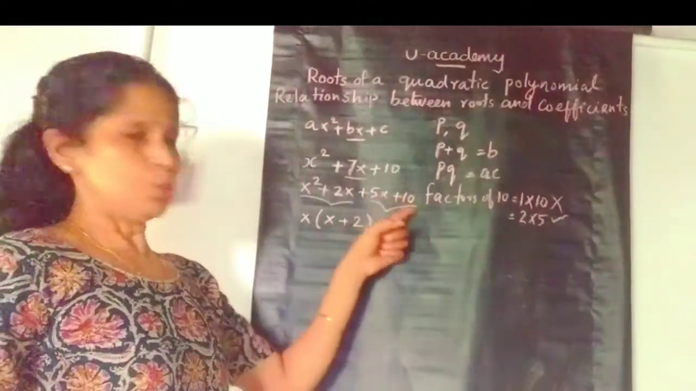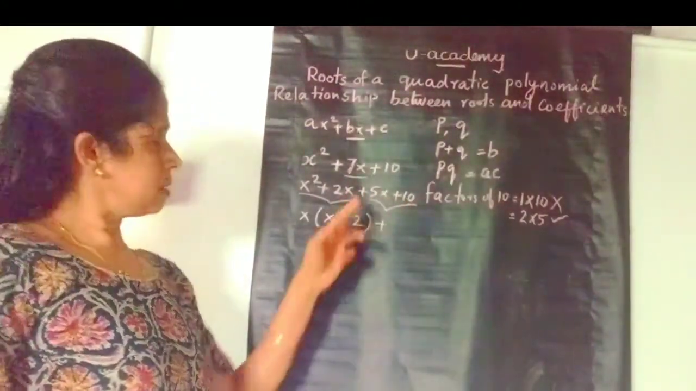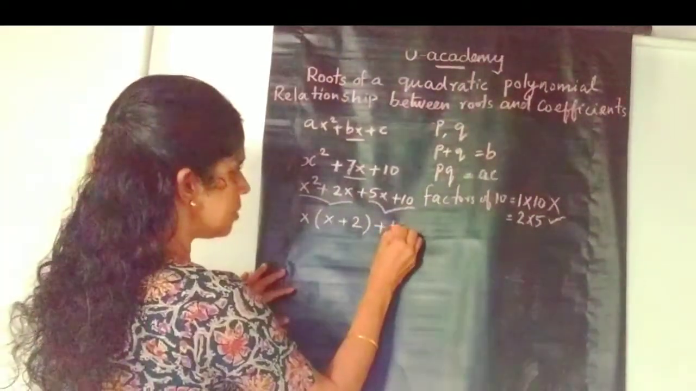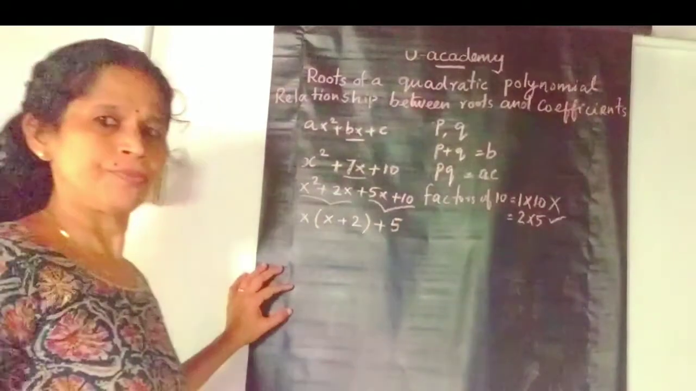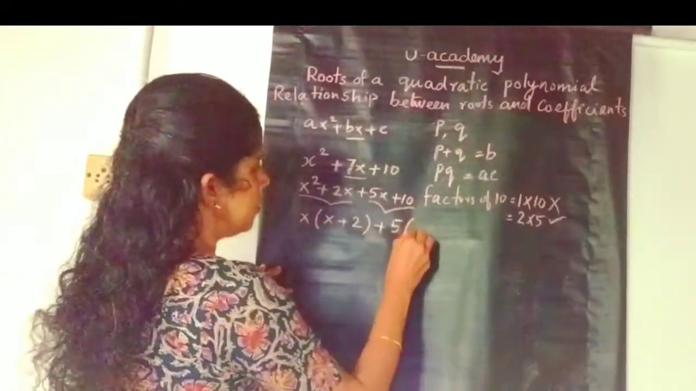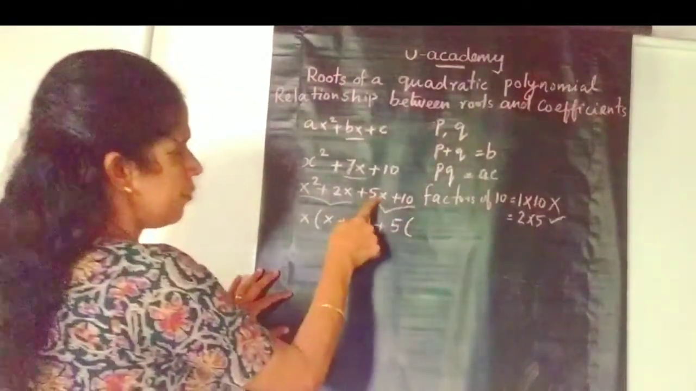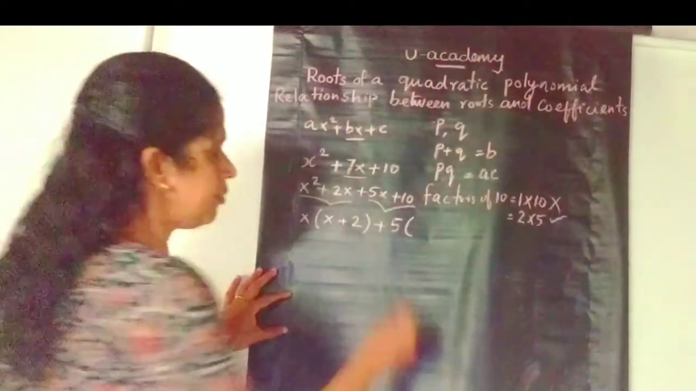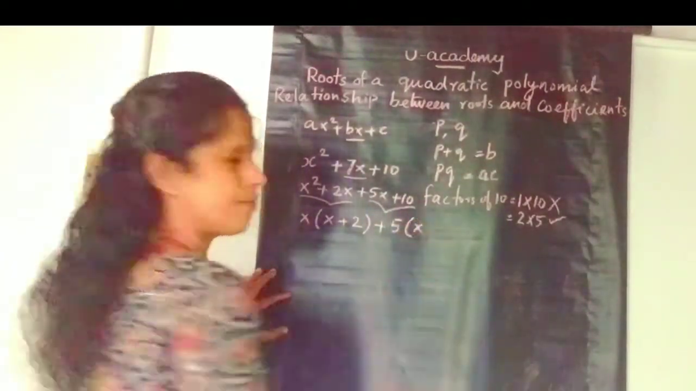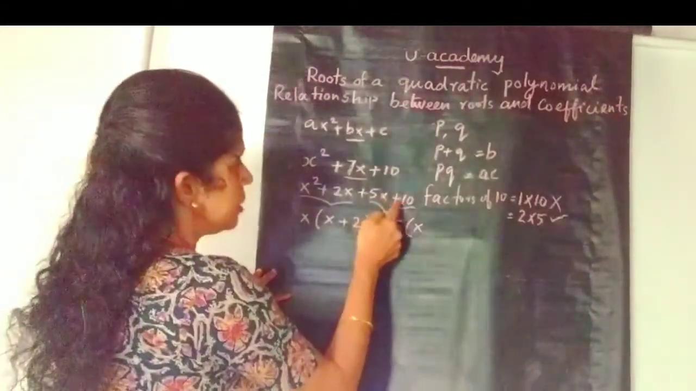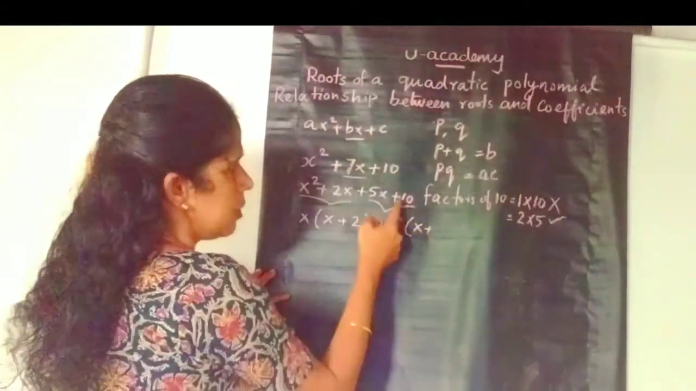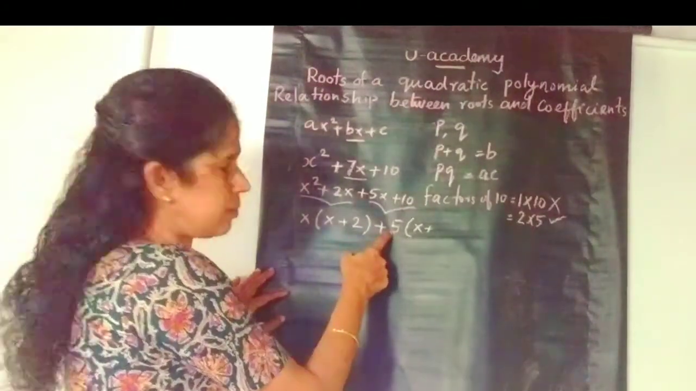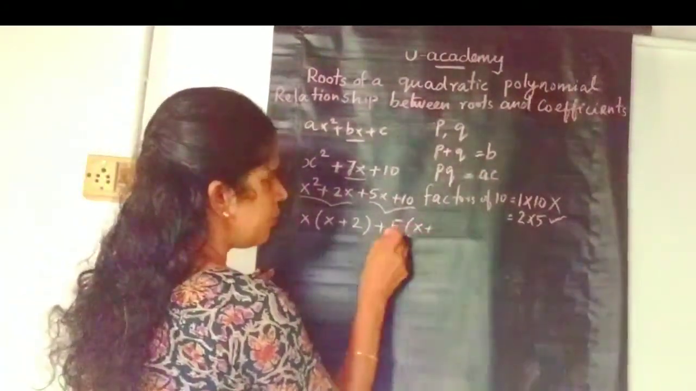And from these two, which is the common factor? 5. So we take 5 outside. So in this 5x, we took 5 outside. What is the remaining factor here? X. And this plus, from this 10, we took one factor 5 outside. So which number will come here? How many 5's make 10? 2.